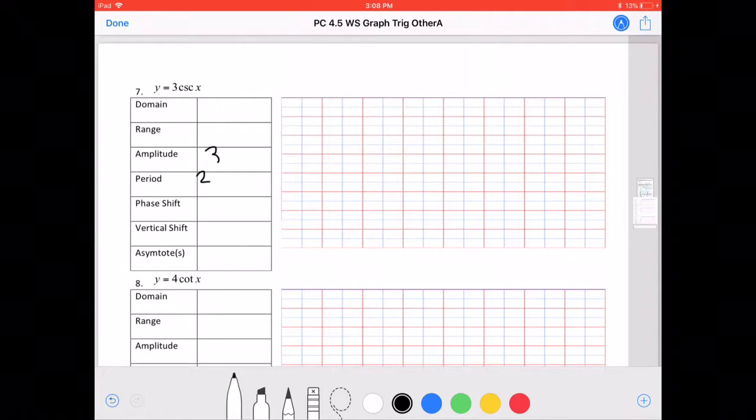Our period, as I said, was 2 pi divided by b. Here our b is 1, so we get 2 pi. Phase shift, nothing. Vertical shift, nothing. So then the only change we have is that our amplitude is increased.